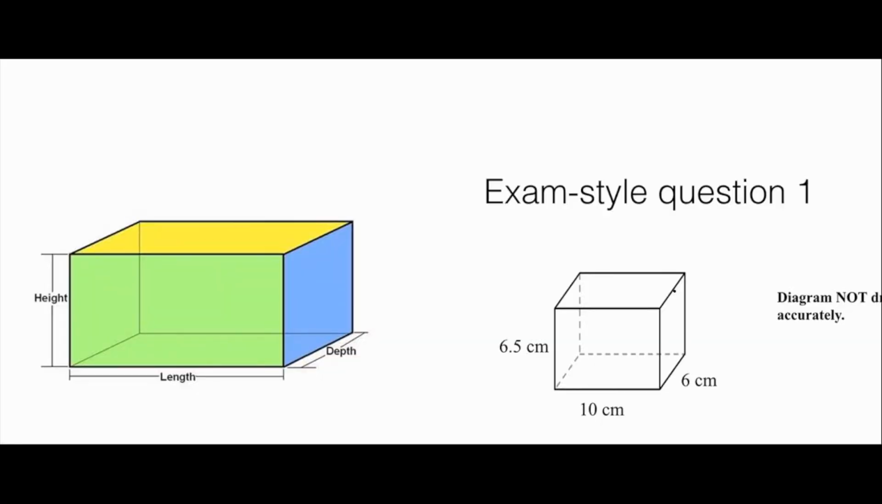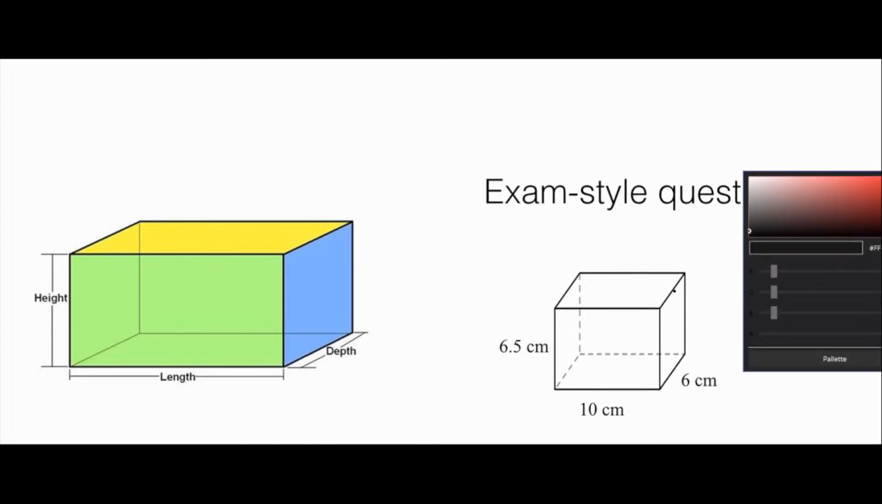Okay, so we're going to look at an exam style question on finding the total surface area of a cuboid. The first thing I'm going to do is look at how you would make up a cuboid, in the sense that we've got a 3D shape. To do surface area, we can only calculate the area of 2D shapes, so we're going to have to break it into its parts.